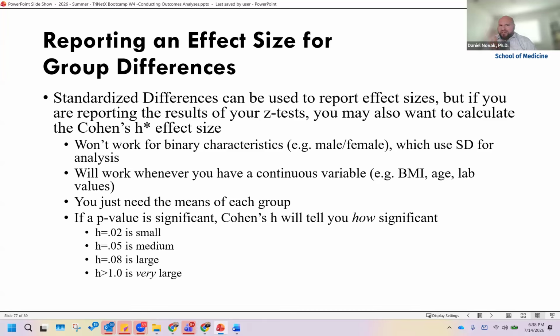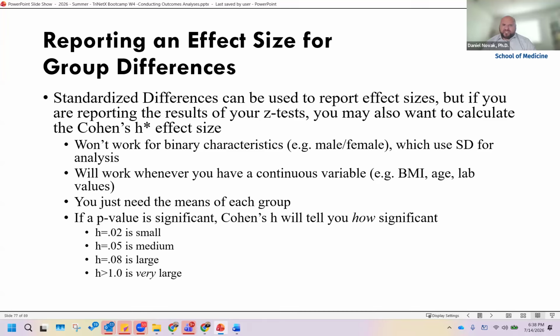So it won't work for binary characteristics like male or female, where you would use your standard difference for analysis, but it will work when you have a continuous variable like BMI or age. And it just means you just need the means of each group. I'm sorry, the H will work if you have a dichotomous variable like had type 2 diabetes or not. So the p-value is significant.